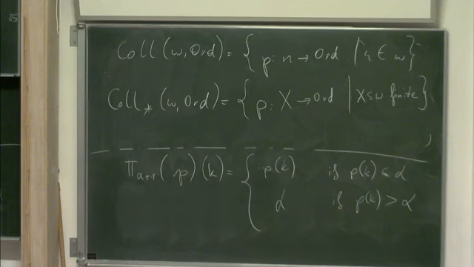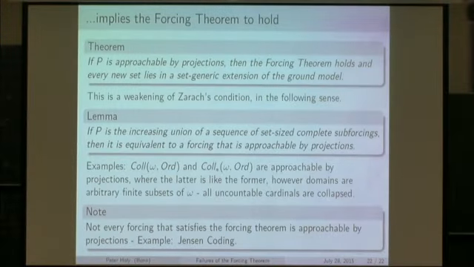Oh, one thing I wanted to say is that this is not a necessary condition for a forcing to satisfy the forcing theorem. So, for example, Jensen coding satisfies the forcing theorem because it preserves the axioms of set theory and is pretame. But it's not approachable by projections because Jensen coding adds a real which does not exist in any set forcing extension.